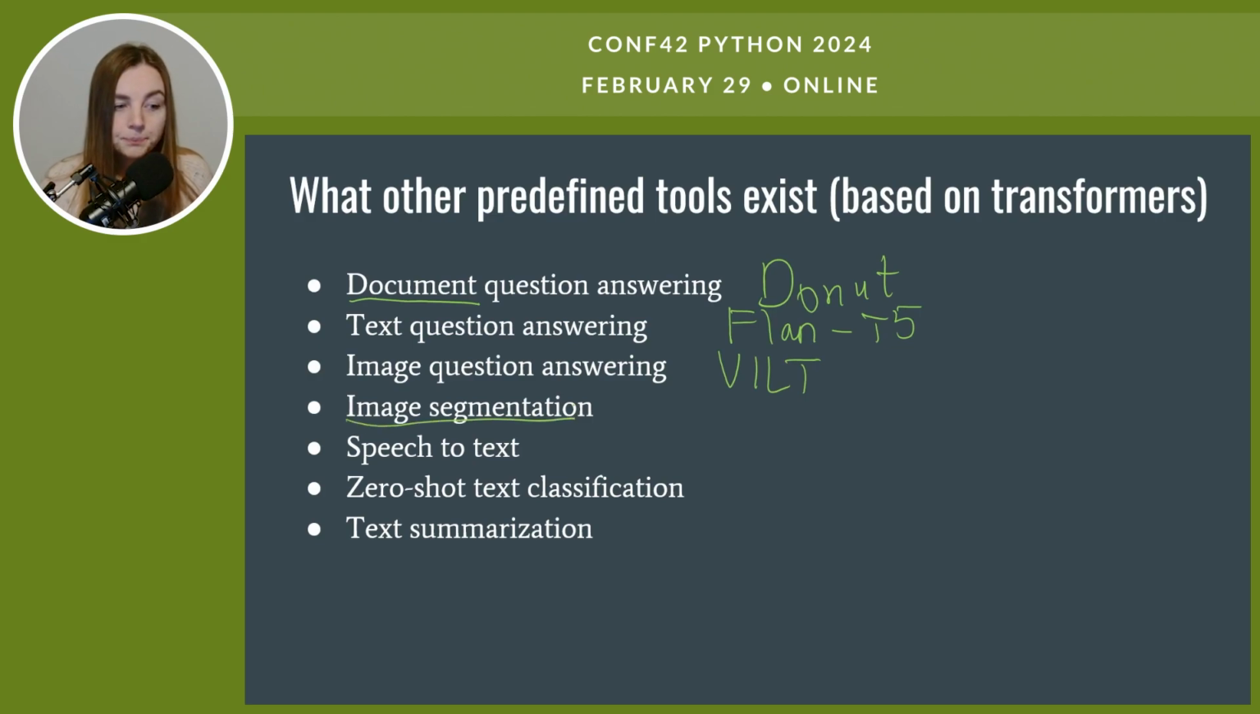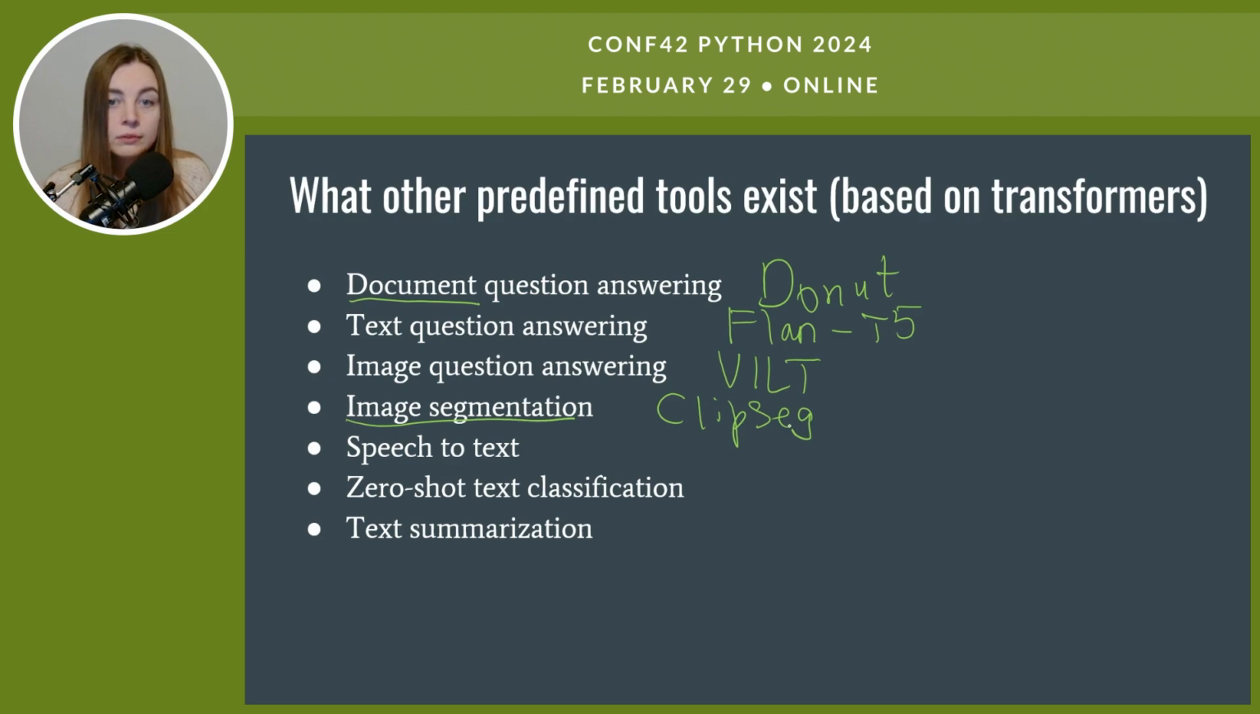Next, we can have an image segmentation. We can output the segmentation mask of the image. For example, detect animals or detect nature on the image. And the model is ClipSeg.